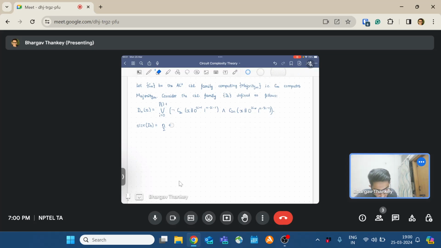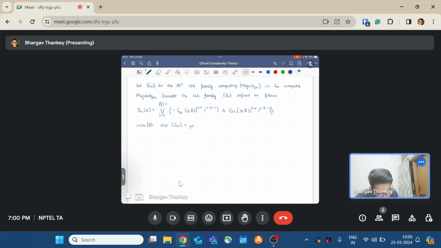Okay, let me do it stepwise. Otherwise, it's going to be messy. So the size of each C2n, so this is okay. C2n is an AC0 circuit, so the size of this is poly in 2n, which is poly n, right?